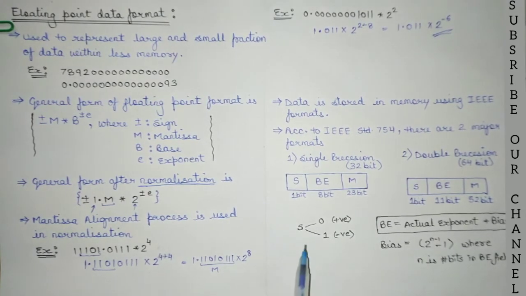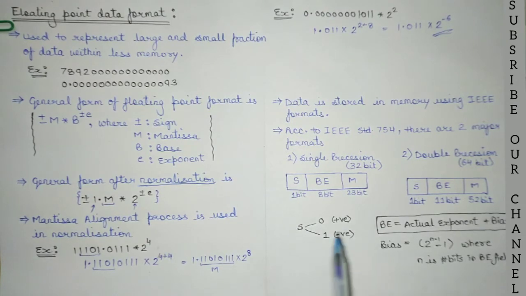So now let us discuss each of these one by one. So this S is sign. Sign can be either positive or negative. We are having a 0 value for positive and 1 for negative. So if the complete data is positive, we will be keeping it as 0. If it is negative, we will be keeping it as 1, right?